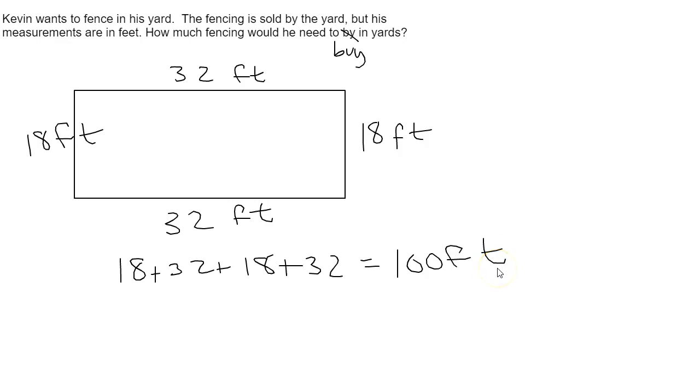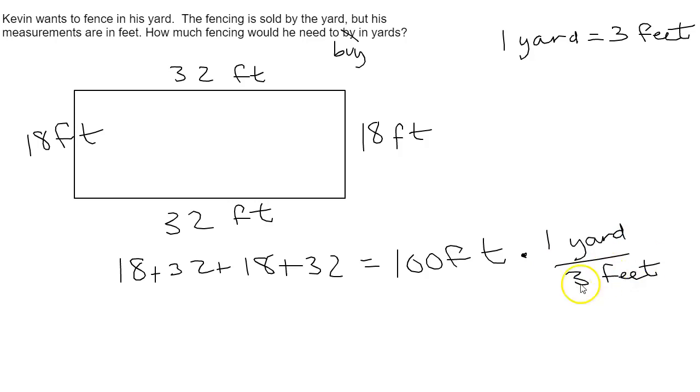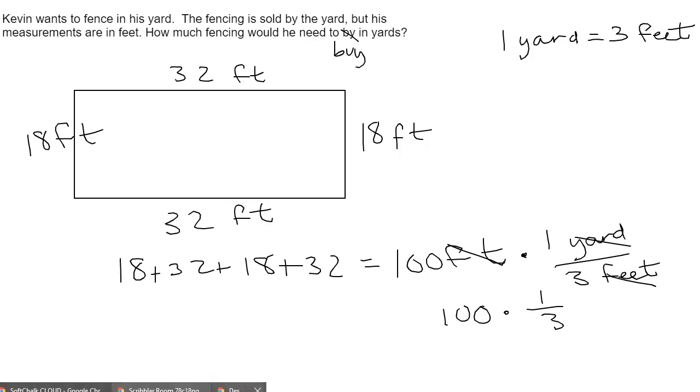Now this problem is not done because we need to buy the fencing in yards. We know yards is 1 yard for every 3 feet. And we want to change from feet into yards, so our conversion factor would be 1 yard for every 3 feet. And we can type into our calculator 100 times 1 over 3. We're just going to ignore the units when we actually type it in.